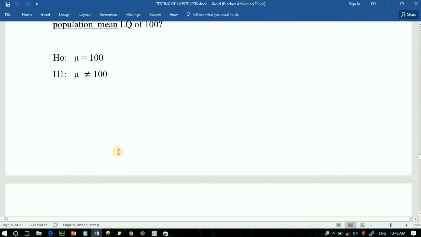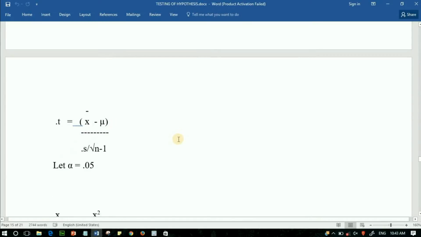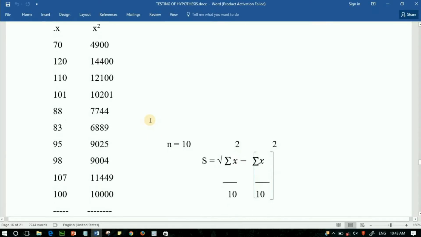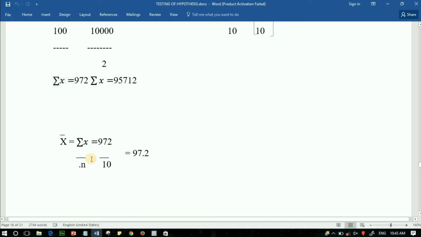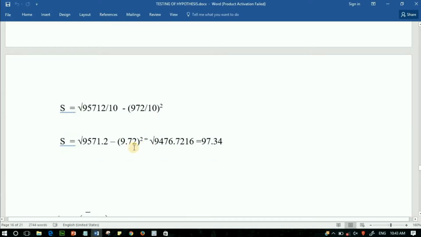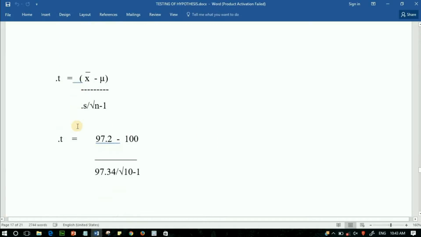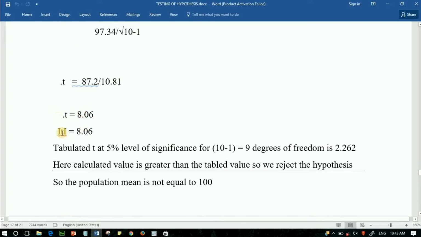The statistic is t is equal to x bar minus mu divided by s by square root of n minus 1. Here x bar and s are not directly given, so we have to compute them from the data. For that purpose, we find sigma x and sigma x squared. Applying the formula, x bar is equal to sigma x by n, that is 972 by 10, that is 97.2, and s is the square root of sigma x squared by n minus sigma x by n the whole squared, which gives 97.34. Applying the formula t is equal to x bar minus mu by s by square root of n minus 1, we get t is equal to 8.06, taking the absolute value.